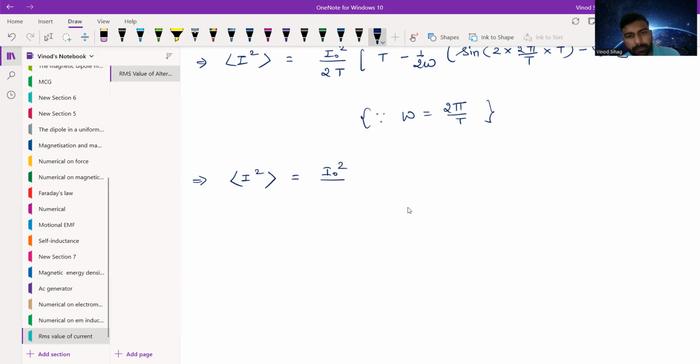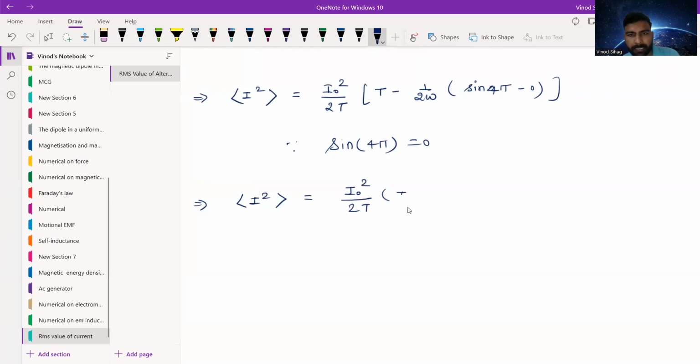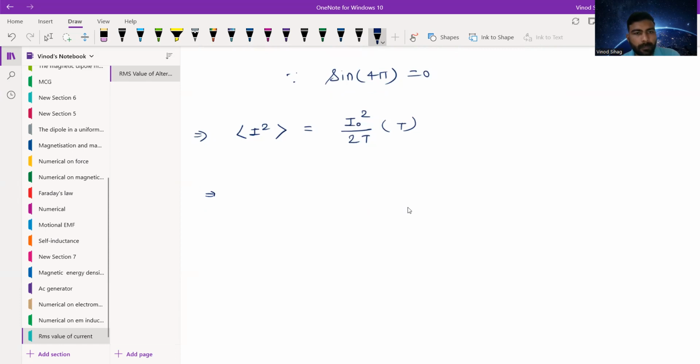Now the equation will become I square equals I naught square by 2t multiplied by t minus 1 upon 2 omega sine 4 pi minus 0. As we know that sine 4 pi is also 0, we will get the final equation as average of I square will be I naught square divided by 2t multiplied by t, because this will become 0. So finally t and t will be cancelled out and we will get I square as I naught square divided by 2. So this will be the mean value of the square of alternating current.